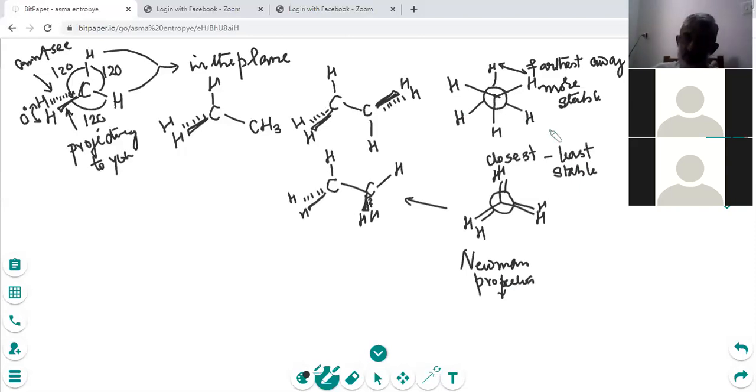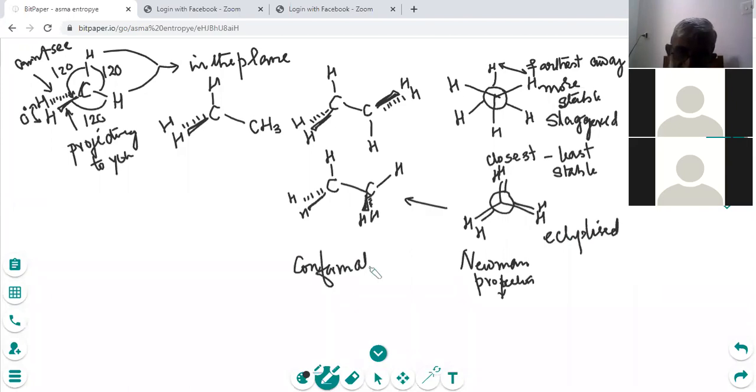Okay, when the hydrogens are maximum distance away, it is called staggered conformation. And this is the eclipsed conformation. Okay, the word conformation we have already discussed.